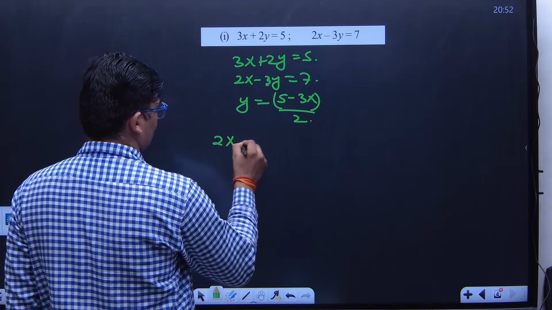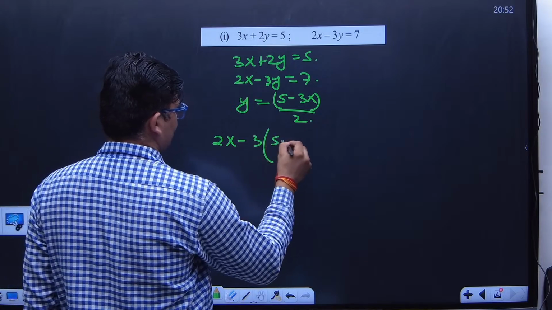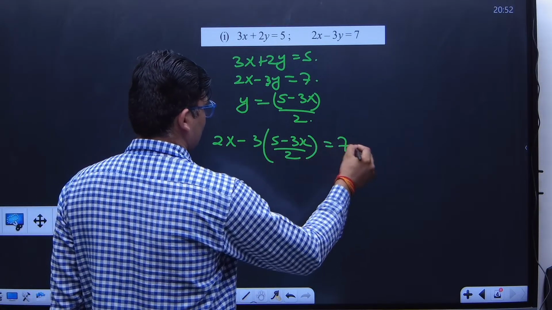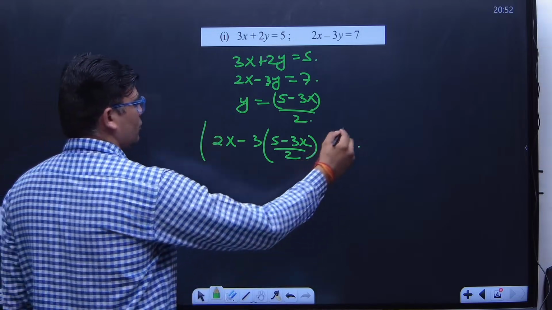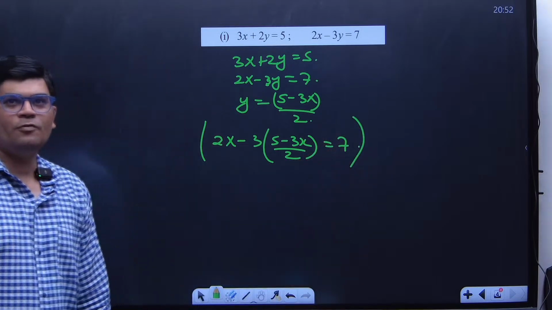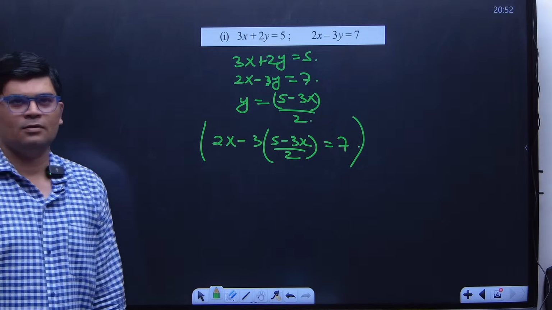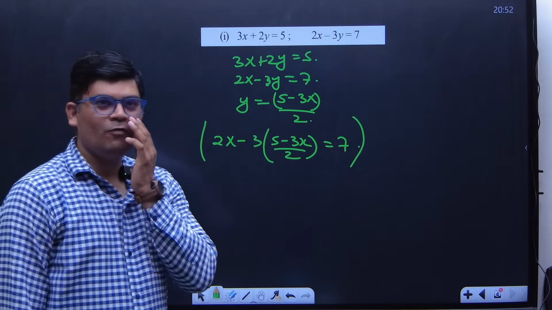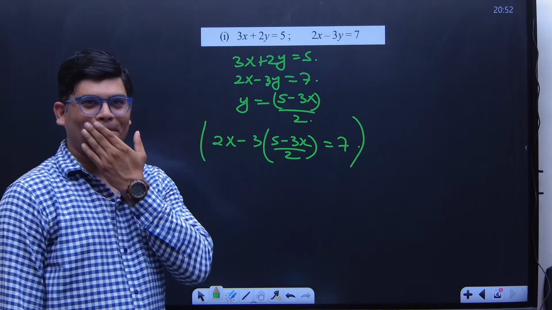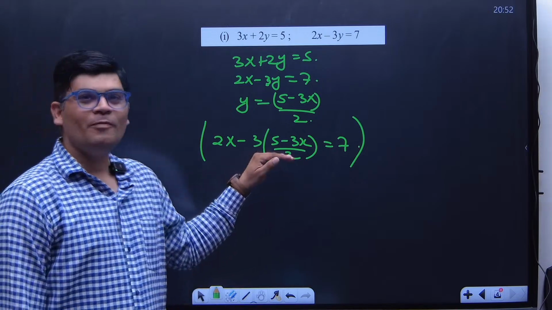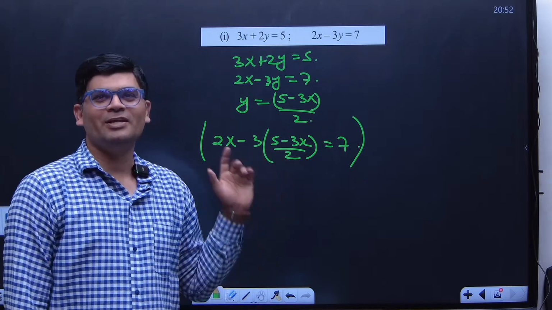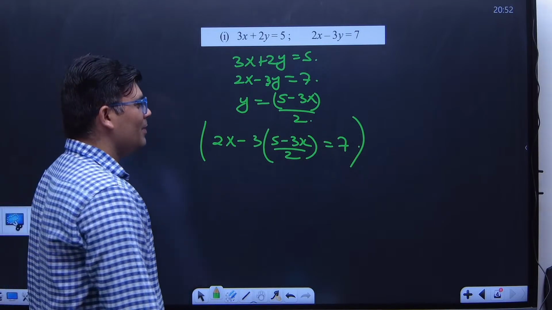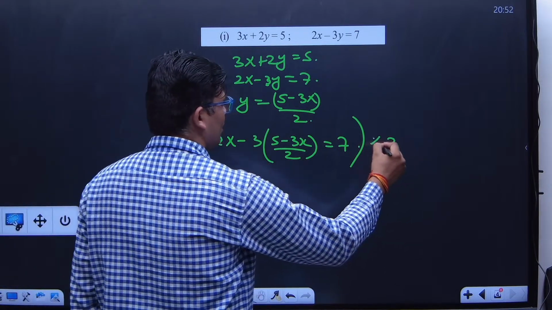So basically 2x minus 3 brackets 5 minus 3x by 2 equals 7. Now what we will do? We have to multiply this equation by what? What is the denominator which is troubling in this whole equation? 2. So we will multiply the whole equation by 2.